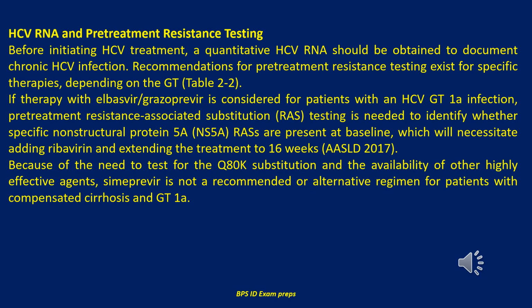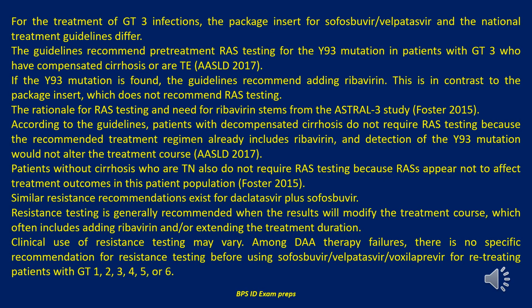Because of the need to test for the Q80K substitution and the availability of other highly effective agents, simeprevir is not a recommended or alternative regimen for patients with compensated cirrhosis and genotype 1A. For the treatment of genotype 3 infections, the package insert for sofosbuvir with velpatasvir and the national treatment guidelines differ. The guidelines recommend pretreatment RAS testing for the Y93 mutation in patients with genotype 3 who have compensated cirrhosis or a TE, according to the AASLD 2017.